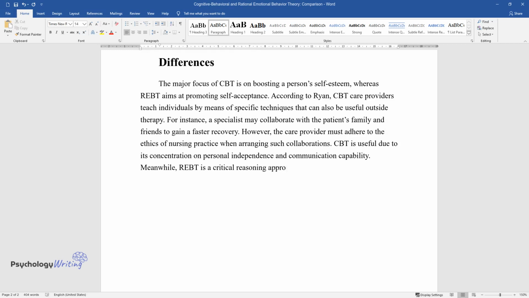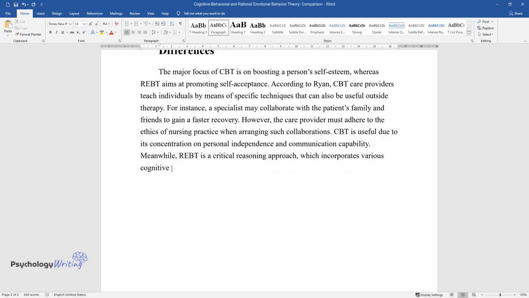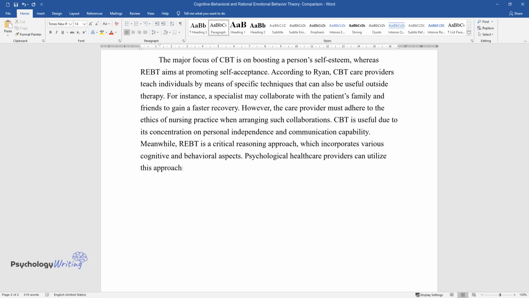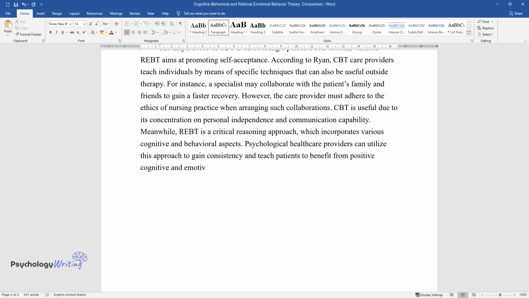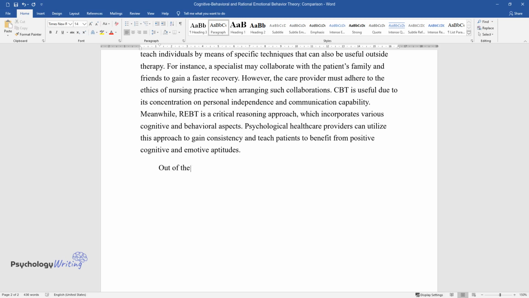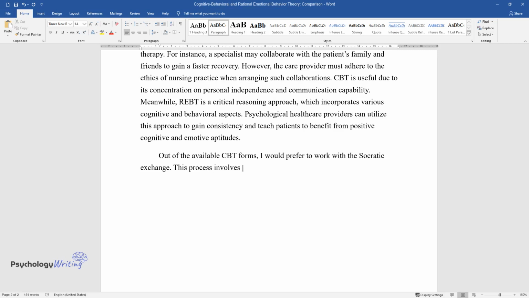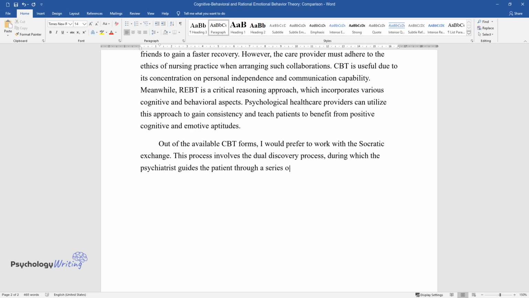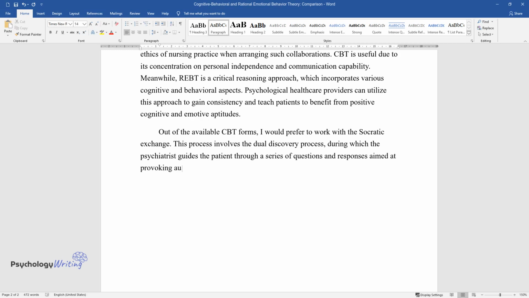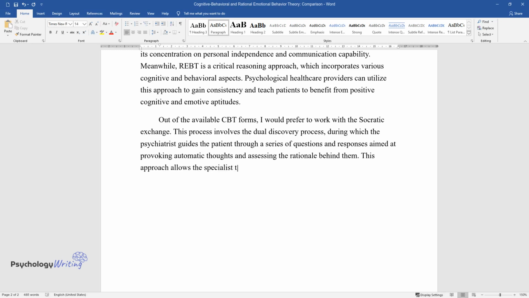Meanwhile, REBT is a critical reasoning approach, which incorporates various cognitive and behavioral aspects. Psychological healthcare providers can utilize this approach to gain consistency and teach patients to benefit from positive cognitive and emotive aptitudes. Out of the available CBT forms, I would prefer to work with the Socratic exchange. This process involves the dual discovery process, during which the psychiatrist guides the patient through a series of questions and responses aimed at provoking automatic thoughts and assessing the rationale behind them. This approach allows the specialist to direct patients to the perception of their reasoning and behaviors.